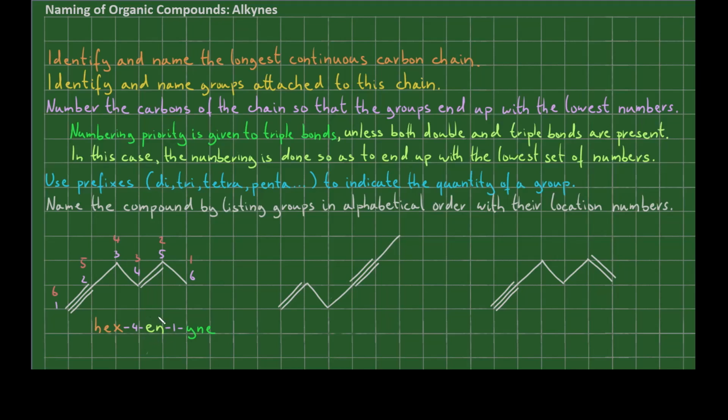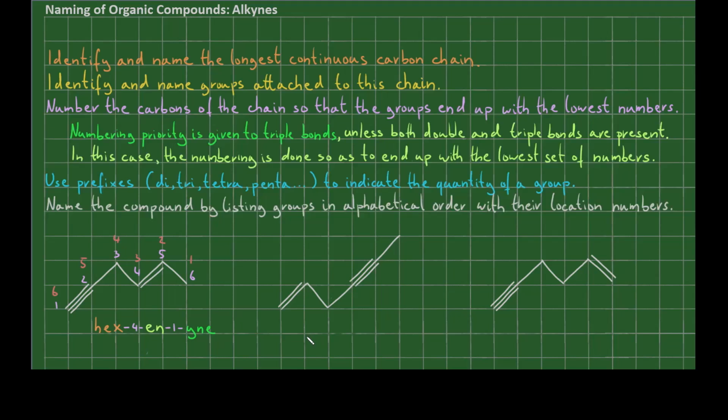Please note that this "en" is not a mistake. If I need to indicate the presence of a double bond, and if the suffix appears in the middle of the compound name, the final "e" is dropped. Are you still with me? Good. Let's look at the compound in the middle.